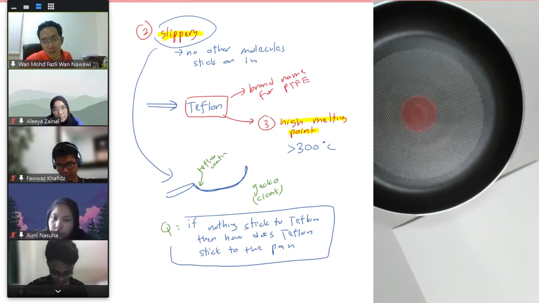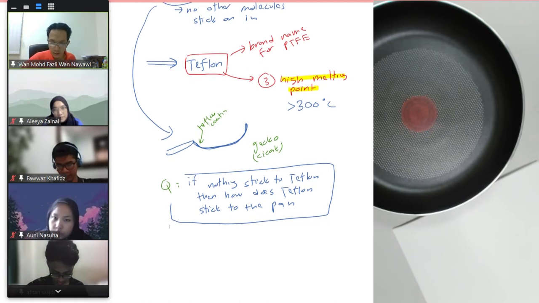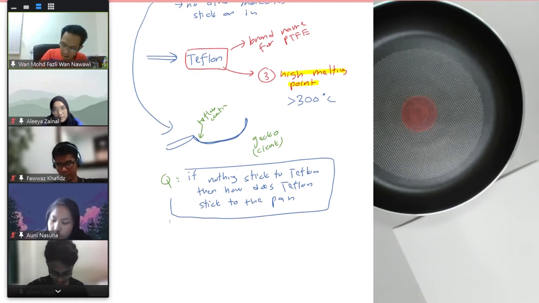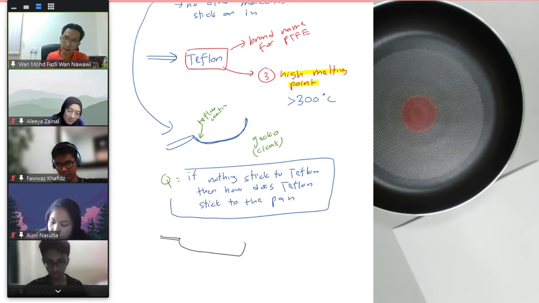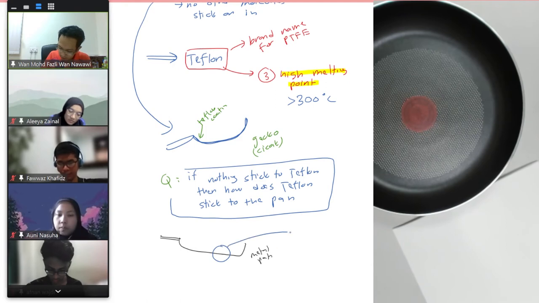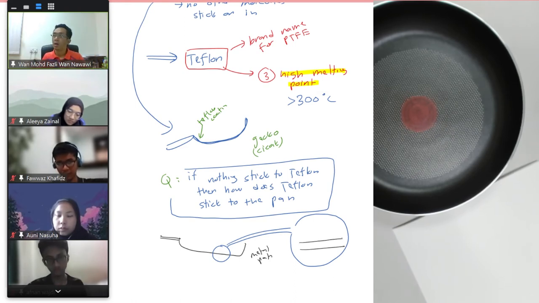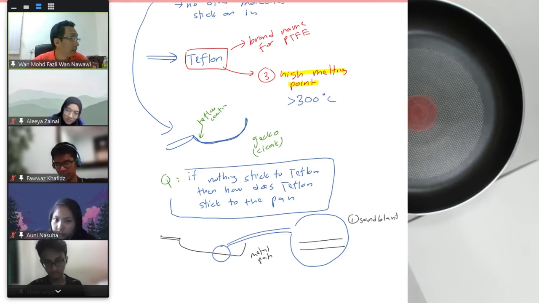Basically what they do is surface modification. You have, for example, this pan without Teflon. Imagine this metal pan. If you make it bigger, you can see the metal like this. Metal is just a metal sheet. So in order to put the Teflon on it, they sandblast it. The term is sandblast. You cannot see the sandblast, so let me make it smaller here.